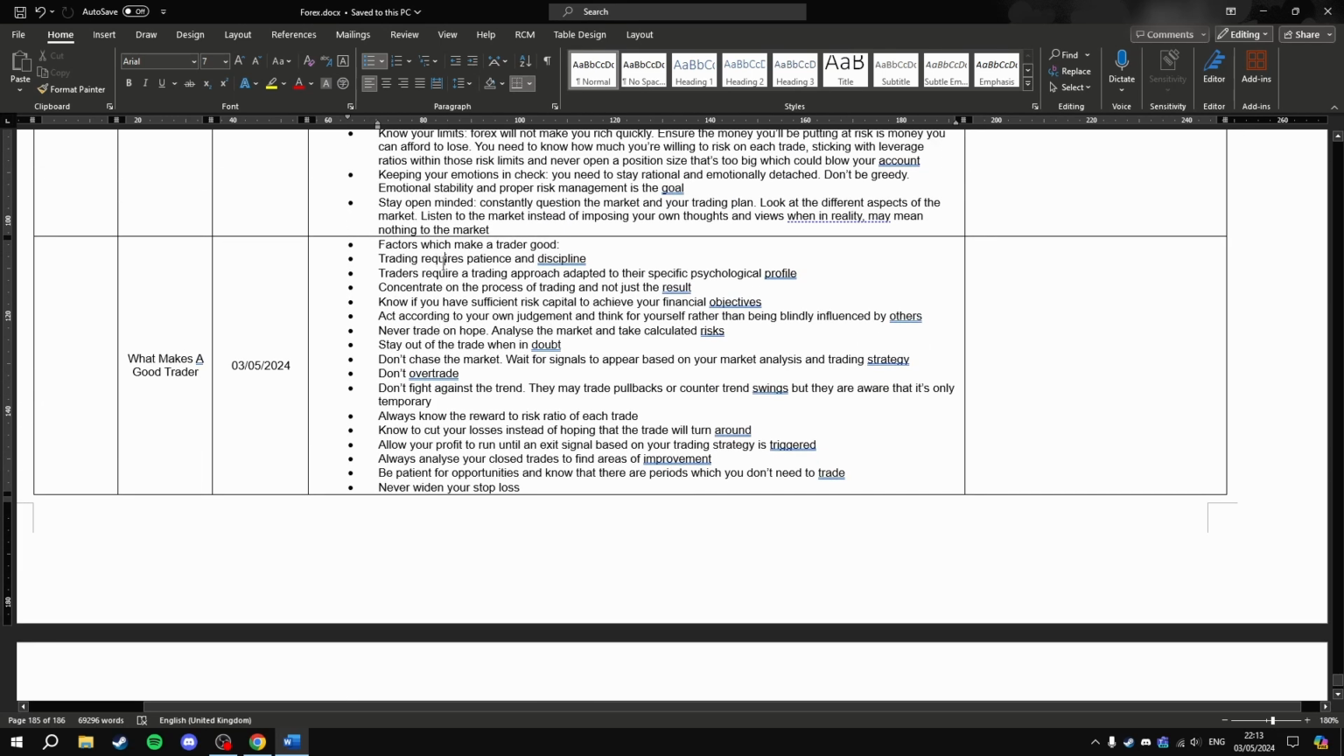Factors which make a trader good. Be patient and disciplined. Have a trading approach adapted to your specific psychological profile. Concentrate on the process of trading and not just the result. Know if you have sufficient risk capital to achieve your financial objectives. Act according to your own judgment and think for yourself. Never trade on hope, analyze the market and take calculated risks. Stay out of the trade when in doubt. Don't chase the market, wait for signals to appear. Don't overtrade. Don't fight against the trends.